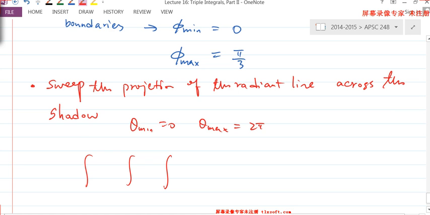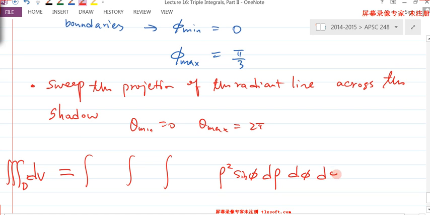So what we're looking for is the volume, right? So dV, but we're evaluating in spherical: rho squared sine phi d rho d phi d theta. Okay, that's the layout. And there's no integrand, or rather the integrand is 1. And we figured out rho is 0 to 1, phi is 0 to pi over 3, and theta is 0 to 2 pi. So the rest of the work is quite simple now. It's a pretty simple integral, and we should end up with pi over 3 for this integral here.